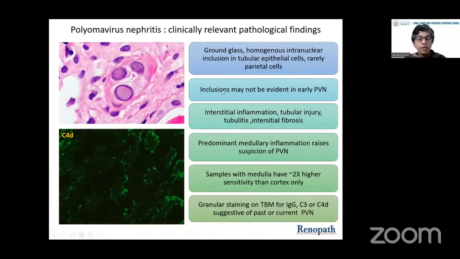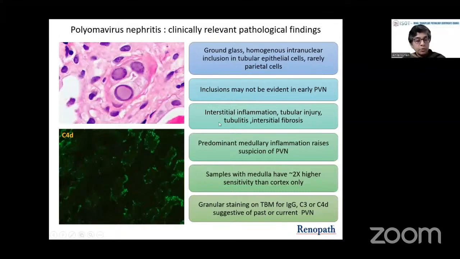They may look very normal, but if you do an SV40, some of those cells turn out to be positive, and even one positive cell is enough to make a diagnosis of polyomavirus nephropathy. So light microscopy, yes, but just because light microscopy looks normal, that does not rule it out. We have to do IHC.